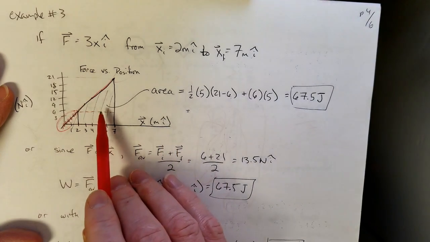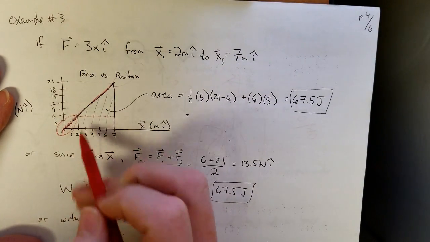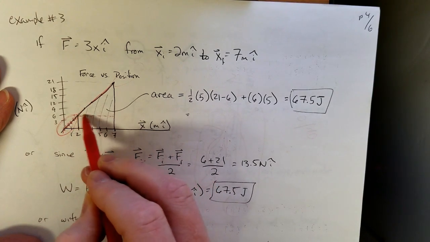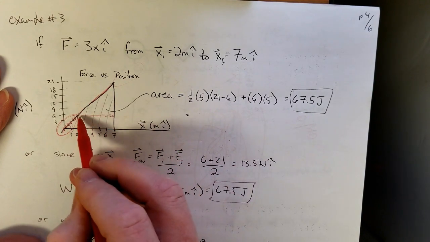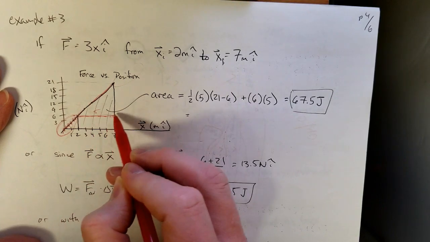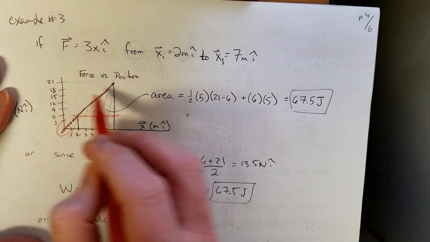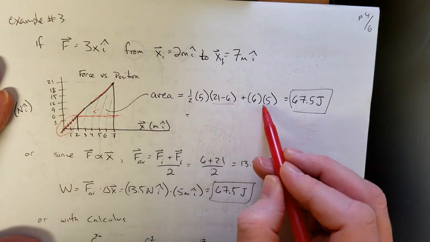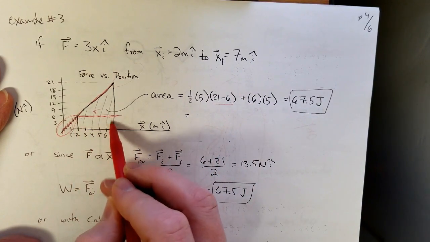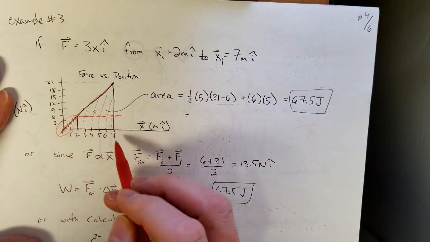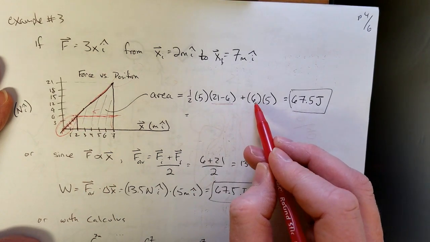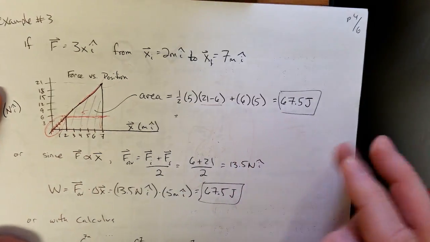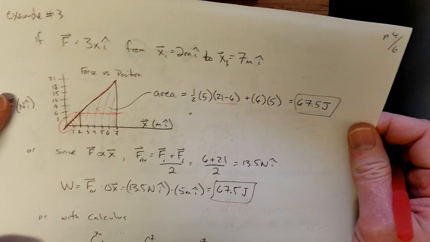So looking at it from the area point of view, I break it into a triangle and a rectangle. My triangle's area is 1/2 base times height. My base is 5. My height is from 6 to 21. So my area is 1/2 base times my height, plus the area of this rectangle, which is just base times height, or as I wrote here, height times base. I ended up with 67.5 joules.